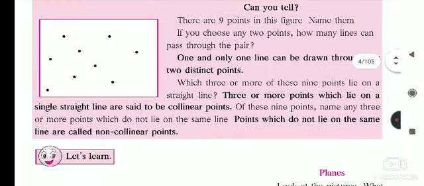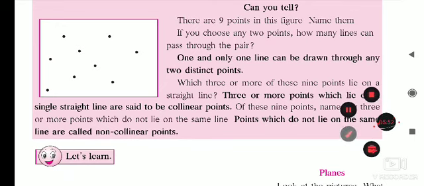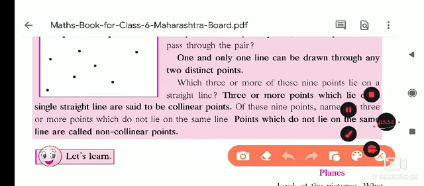After that we saw, see here, this is the activity. One and only one line can pass through any two distinct points. How is it? I will show you here.